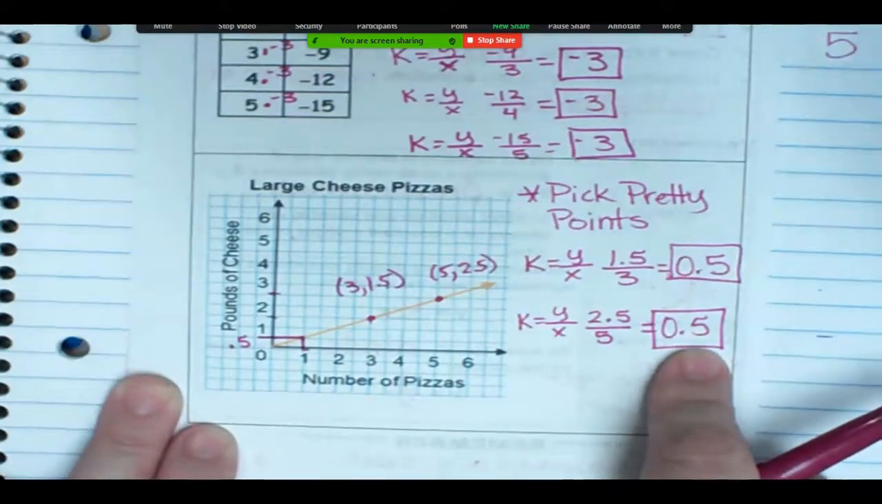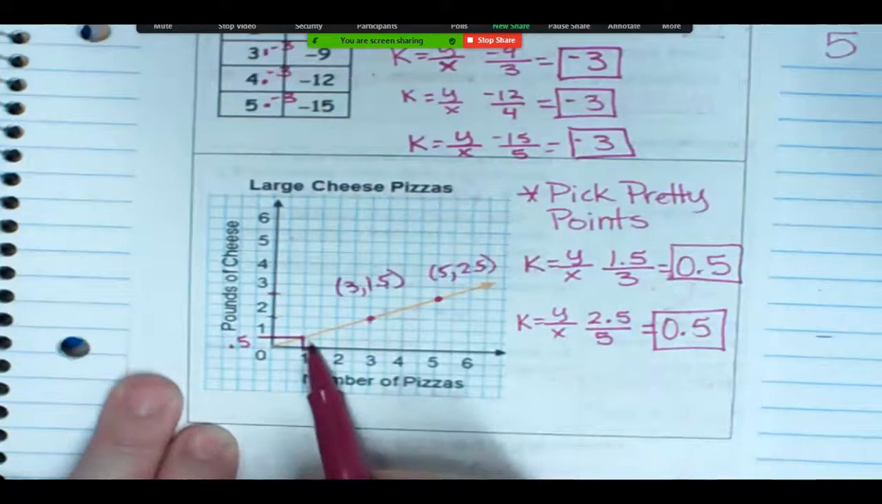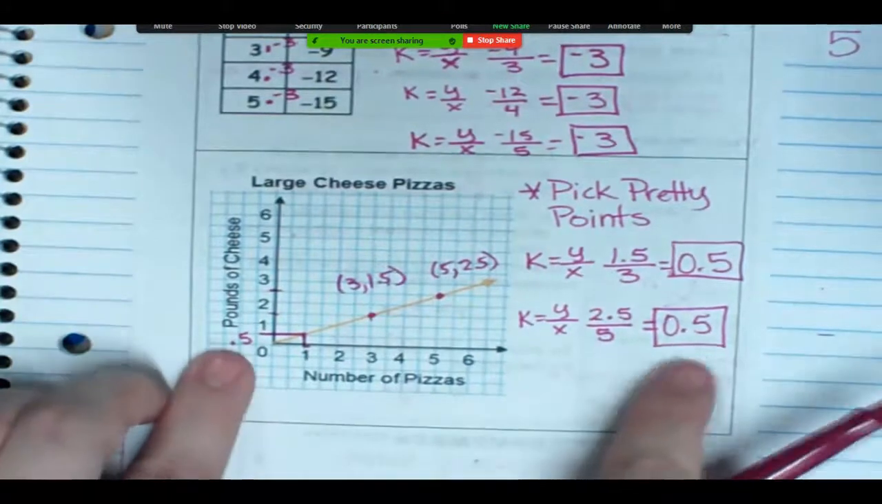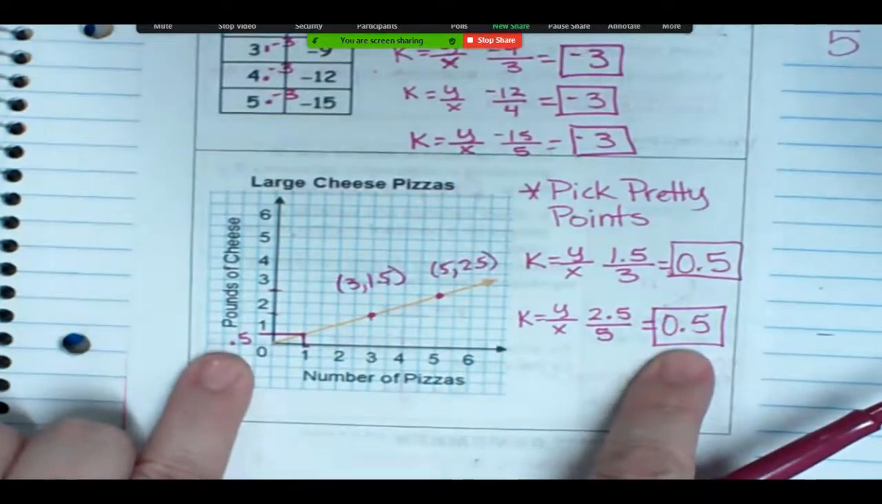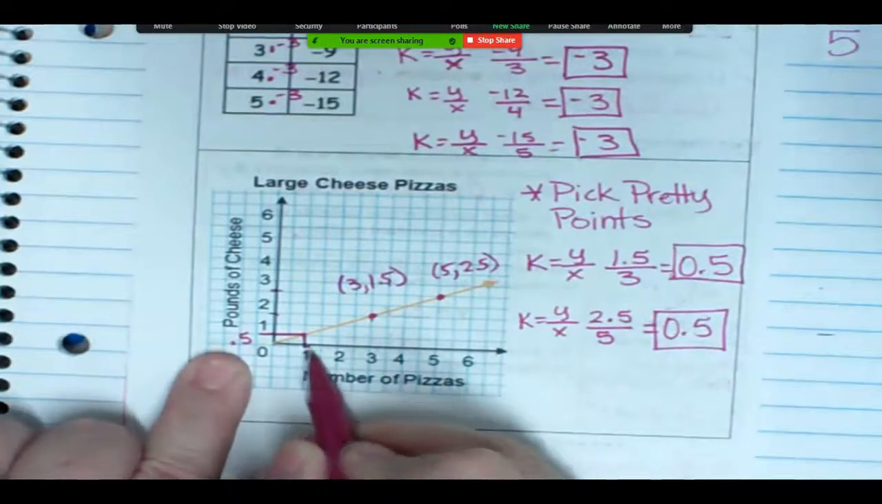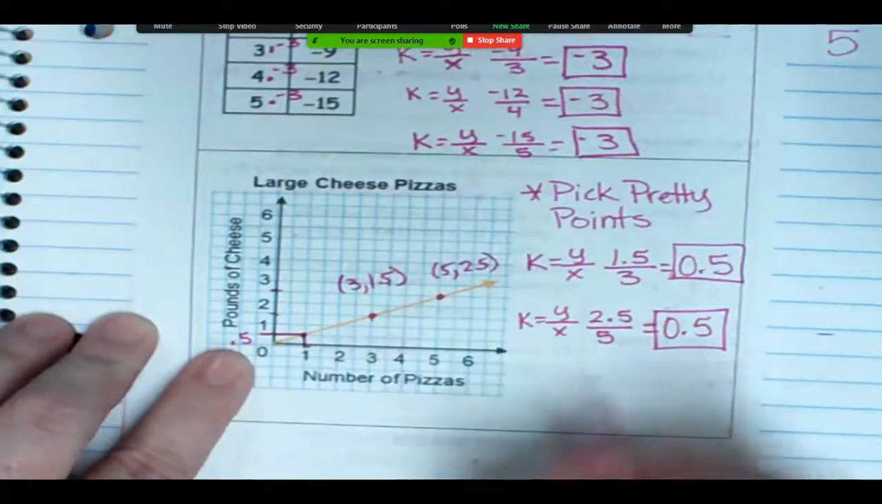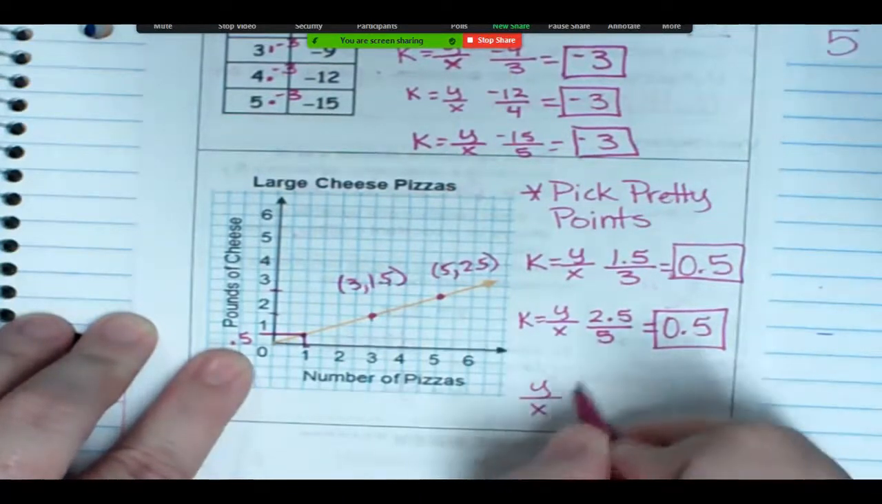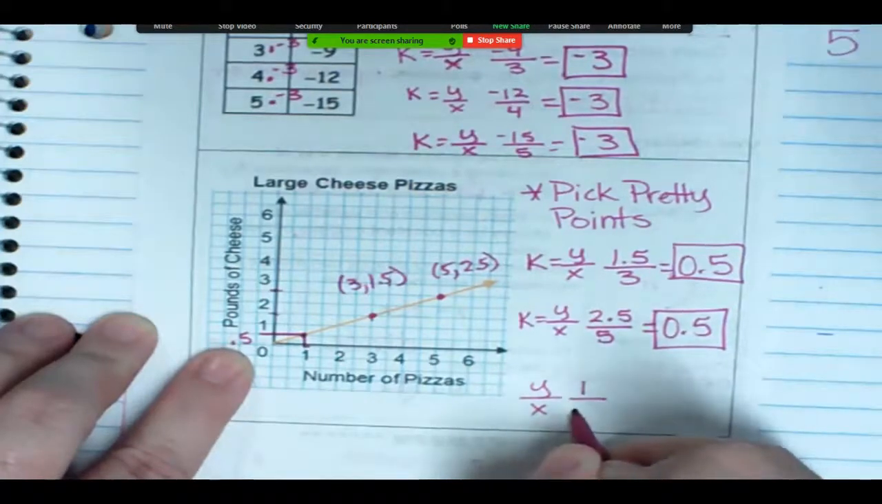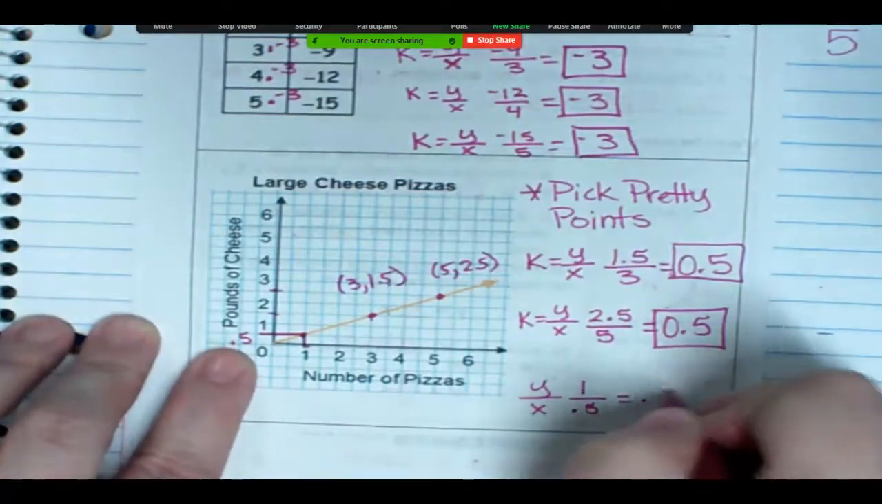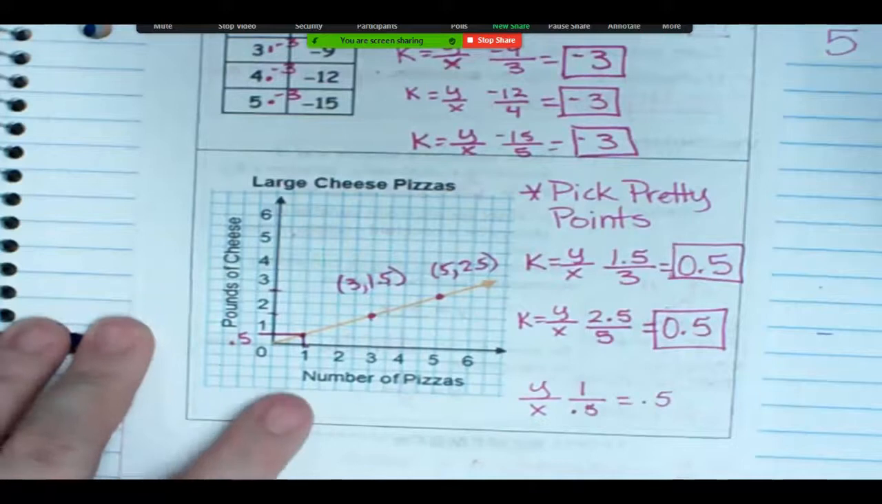So if I had a graph that had a pretty point at 1, could I just use that to find my constant of proportionality? Why not? They're the same answer. I would get the same answer every time. Because if I'm doing y over x at my unit rate point, my y value is 1, x is 0.5. What is 1 divided by 0.5? 0.5. It works every time. Okay?